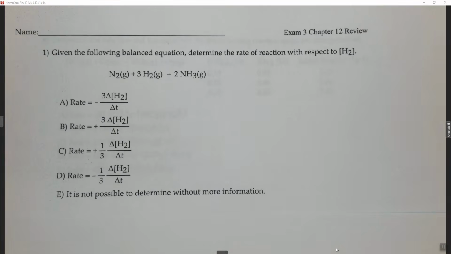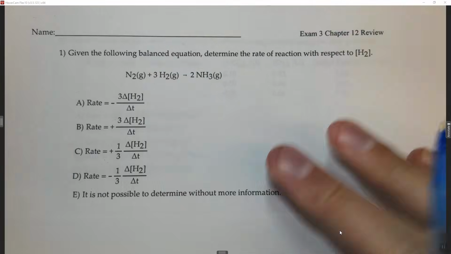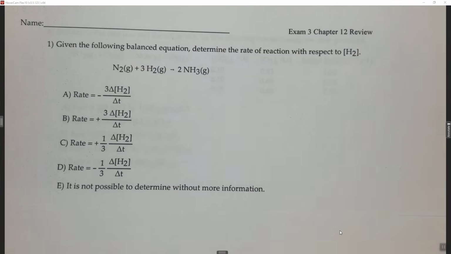Alright, so in this video we're going to go over some kinetics material. I'm just going to straighten out the camera here and the paper. So that's basically our plan. So let's just go ahead and jump right into it.